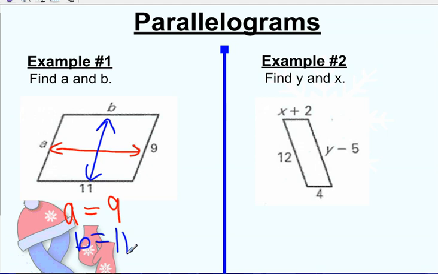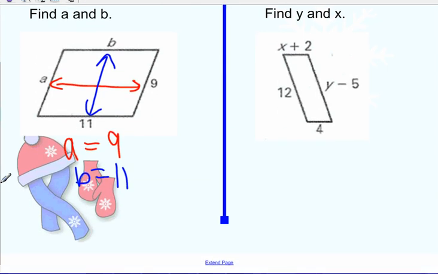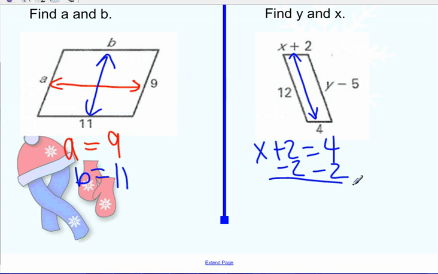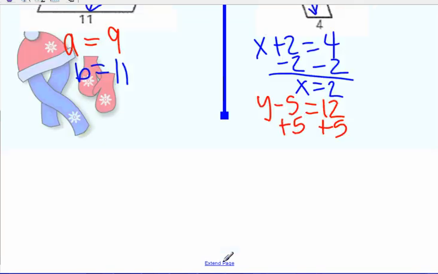You're doing the same process here in example number 2. Find y and x. So you just need to set the appropriate pieces equal to one another. Again, the only thing you can do with sides is set them equal. You just have to set the right pieces together. So if I'm going opposite sides, x plus 2 will equal 4, and then you solve. Subtract 2 from both sides, x will equal 2 there. And then for y, we're going to have y minus 5 equals 12. Add 5 to both sides, and y will equal 17.